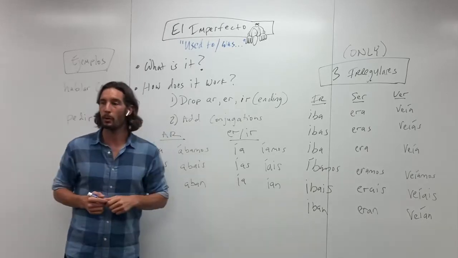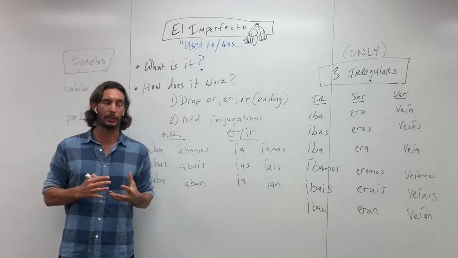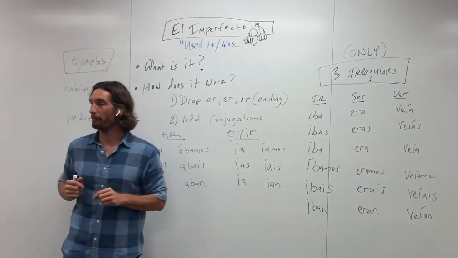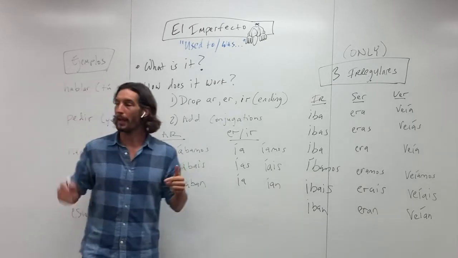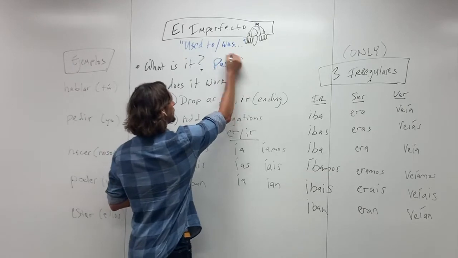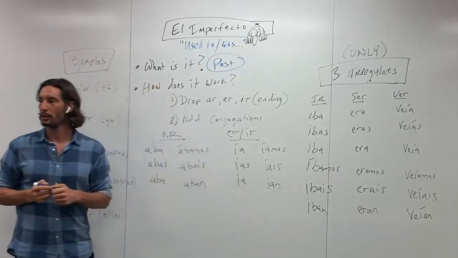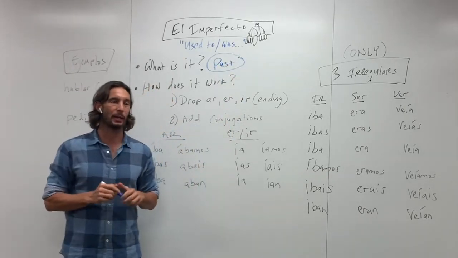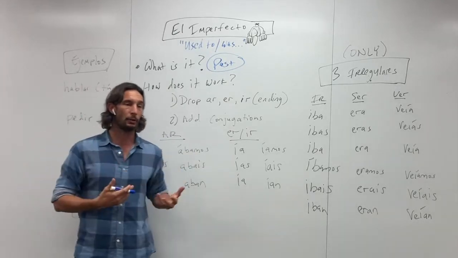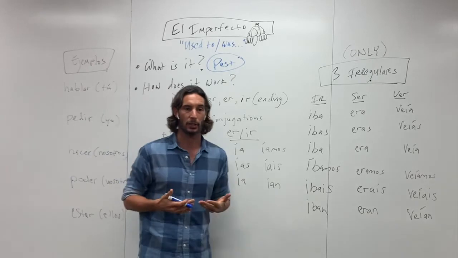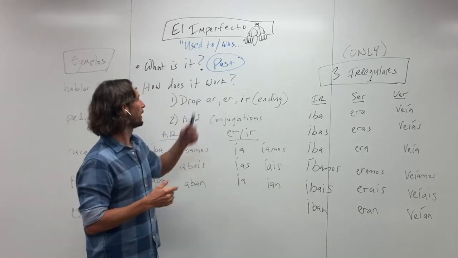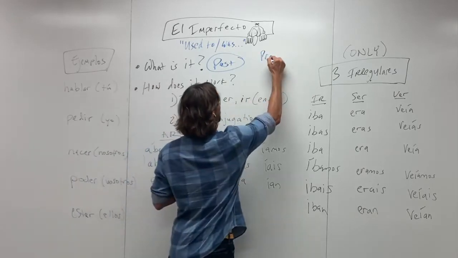First and foremost, like I just mentioned, both el pretérito and el imperfecto, or the preterite and the imperfect, are past tenses, right? So this is another past tense. And so you have to differentiate between the use of the preterite and the use of the imperfect in Spanish. Let's just write preterite up here, right?